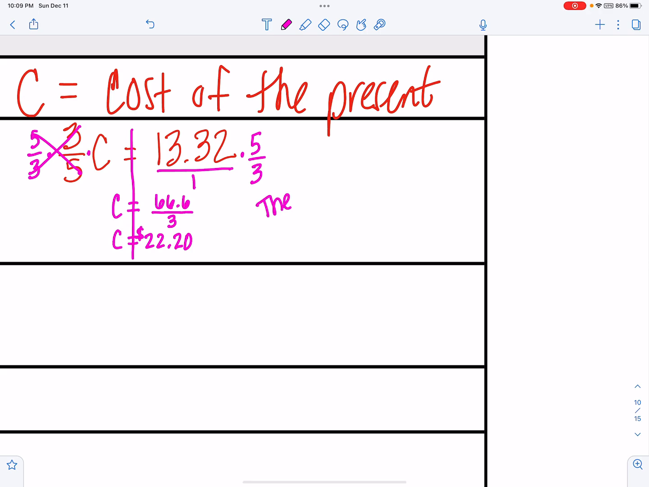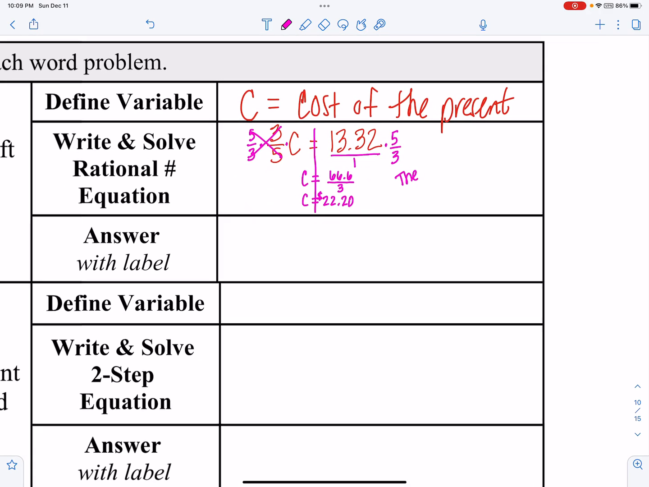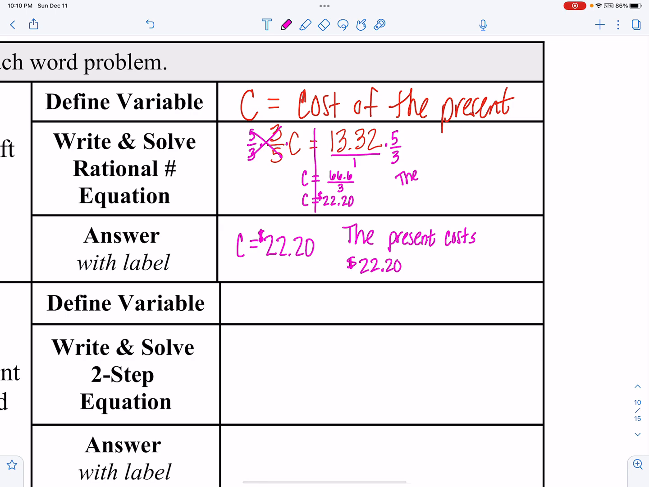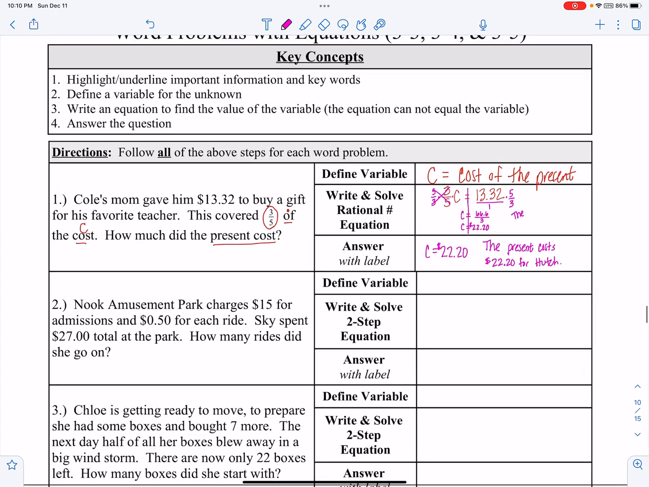We have the present as our answer down here. So let's go ahead and put C equals $22.20, and here's where we'll answer the question. The present costs $22.20 for Hutch, of course. All right, next one.